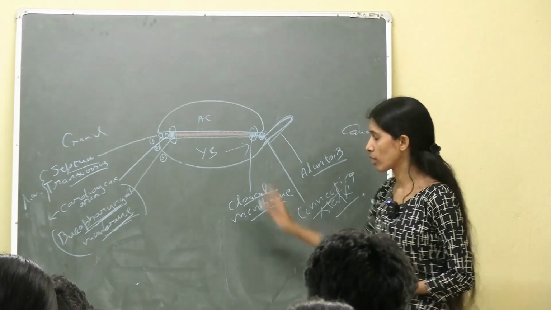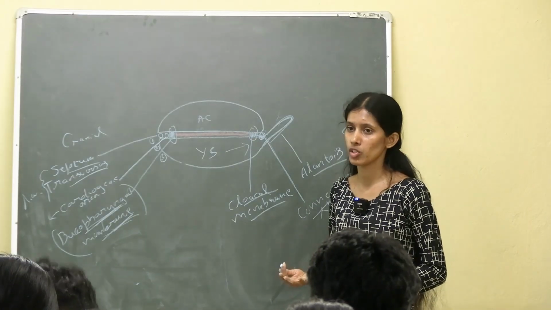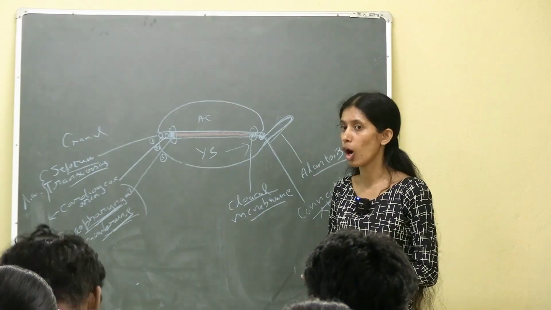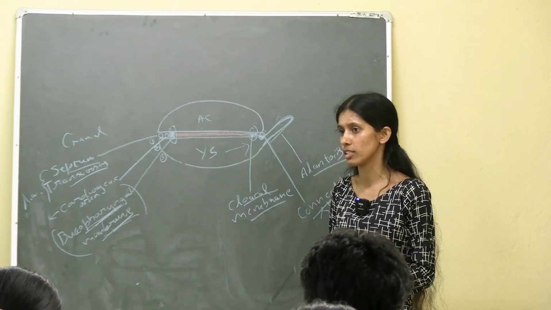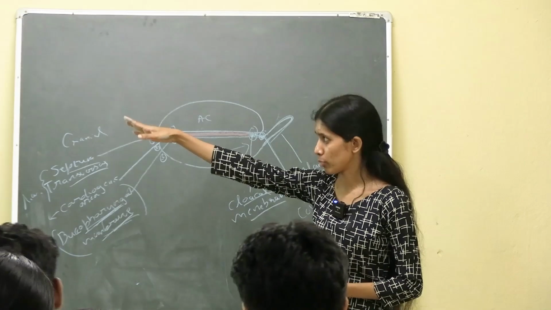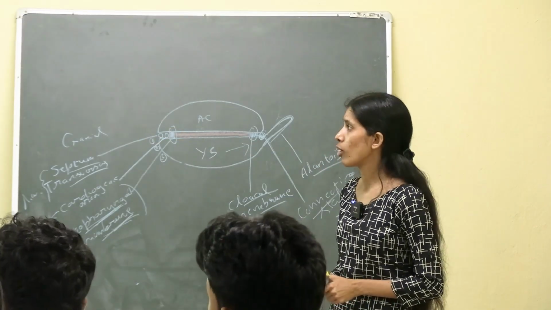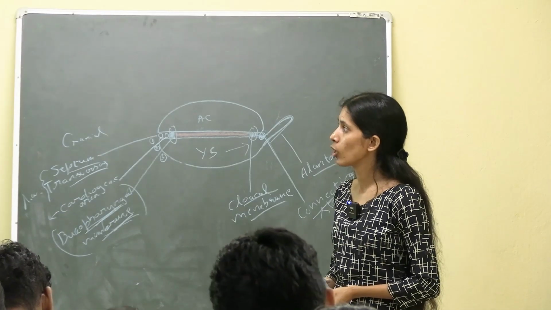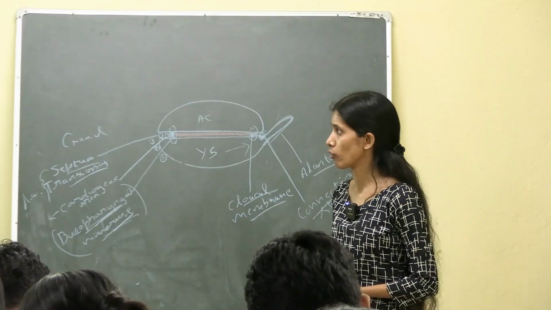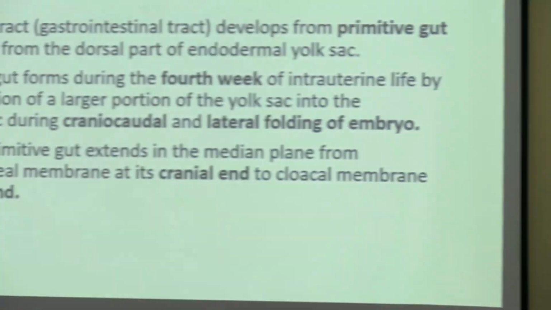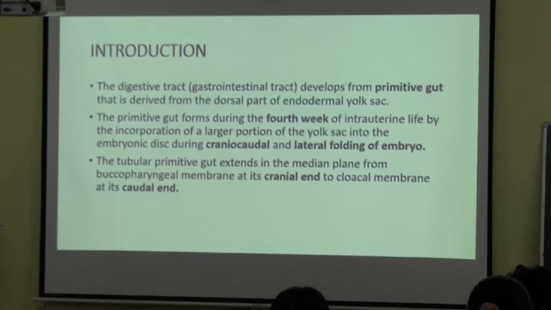Okay. Next, from this we have to see the rotation of the gut. How the rotation of gut takes place and how many types of rotation we can see during the development. See the second point. The primitive gut forms during the 4th week of the intrauterine life by the incorporation of a large portion of the yolk sac into the embryonic disc during the craniocaudal and lateral folding of the embryo.